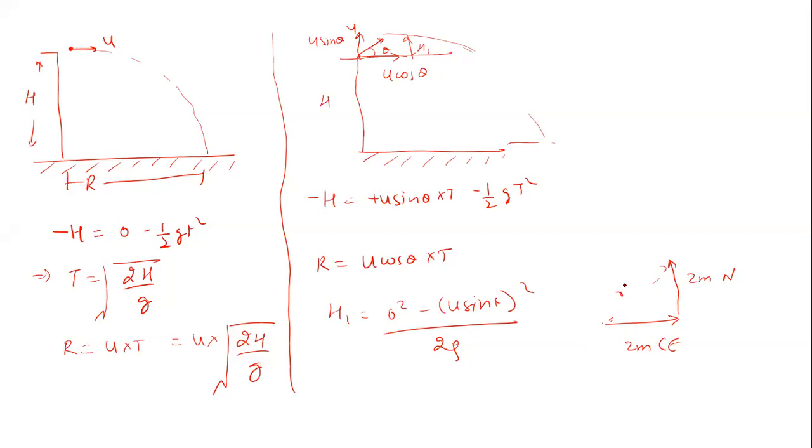Displacement would be this vector. Displacement is final vector minus initial vector. So the final vector will be 2 meter j cap minus 2 meter i cap. 2 root 2 is the displacement magnitude. In vector form, one thing you can write here.